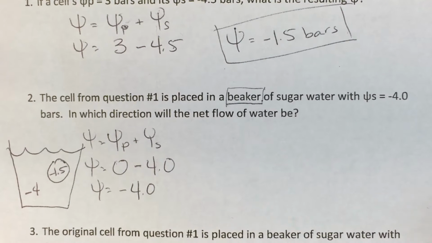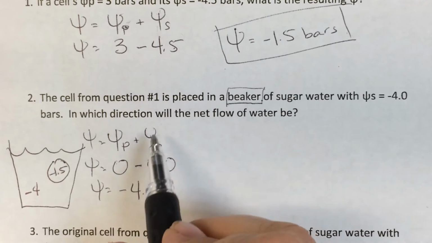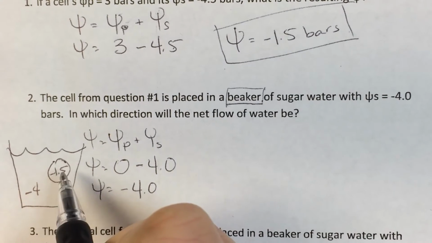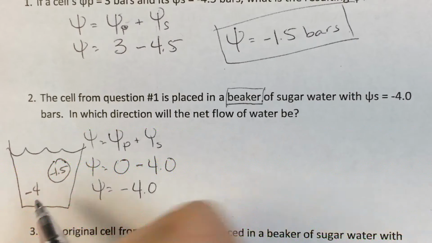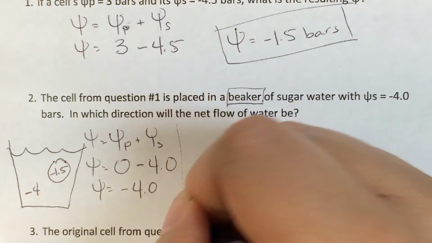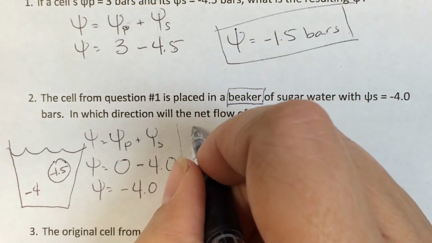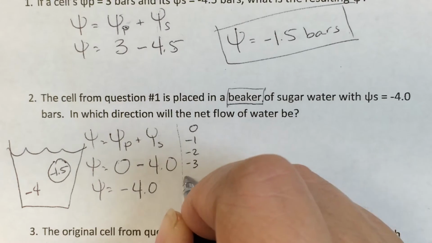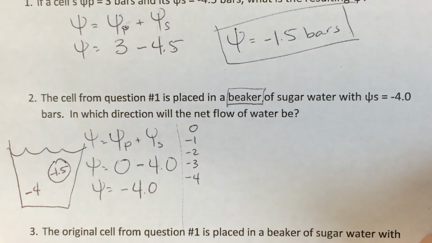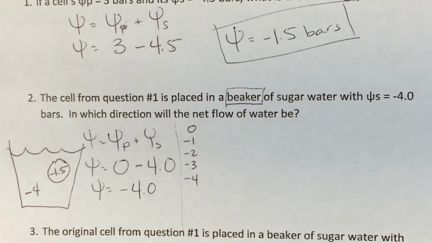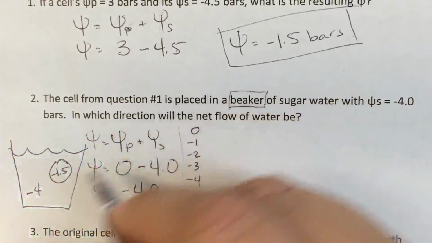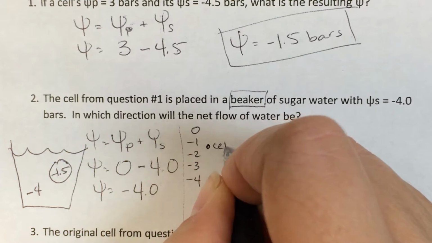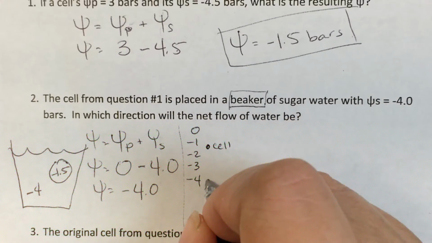Now, that's not what the question was asking me. The question wanted to know what direction the net flow of water will be. Is water going to go from the solution into the cell or from the cell into the solution? What I like doing, the thing that rocked my world, was a number line. If you do a vertical number line, starting with 0 at the top because pure water will be 0 and you can't get any more pure than pure water, and plot our data points, my cell sits at about negative 1.5 and my solution sits at negative 4.